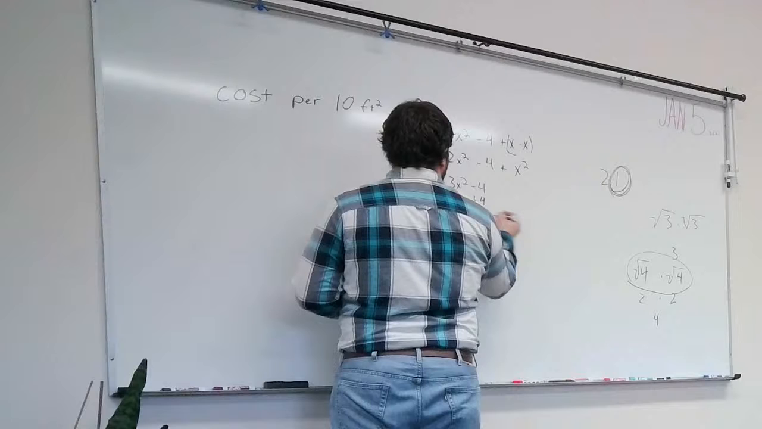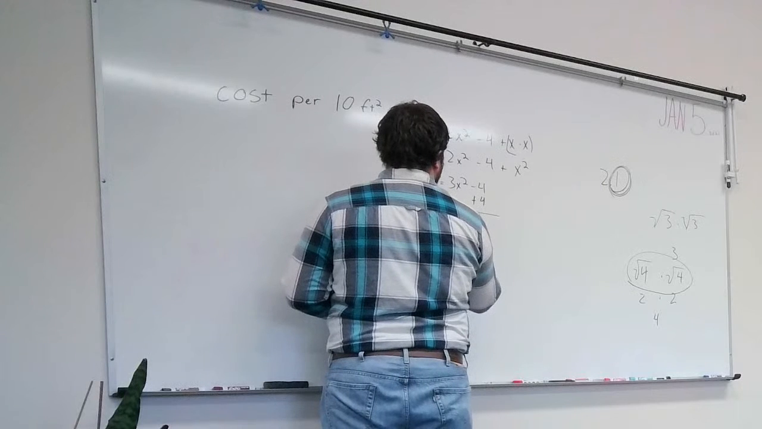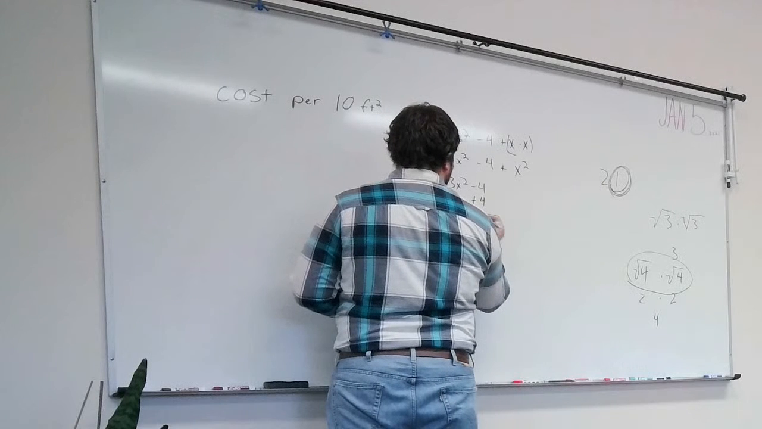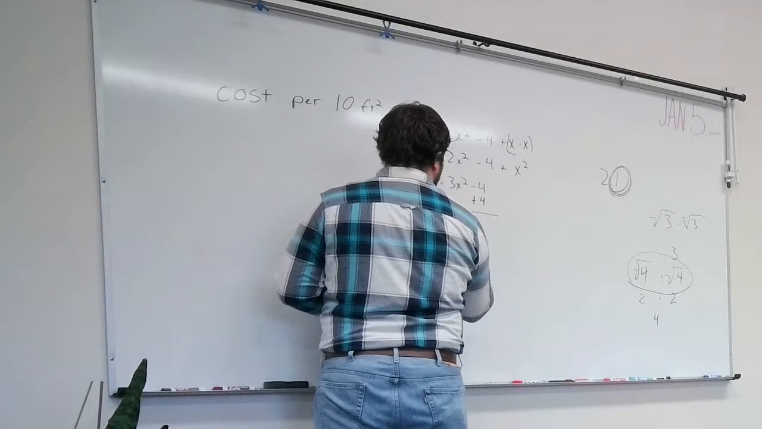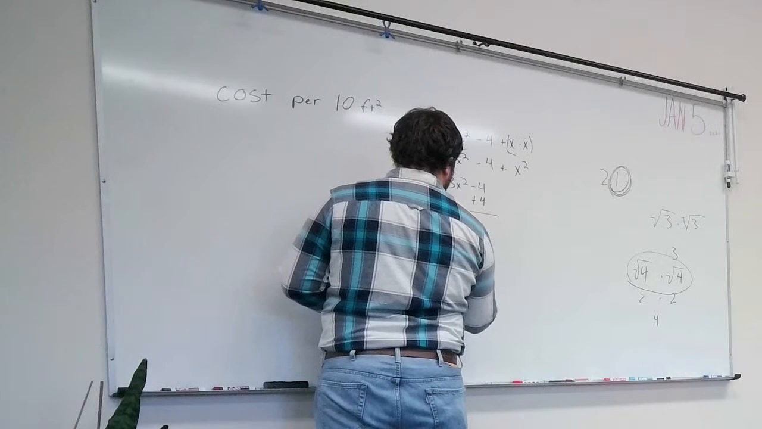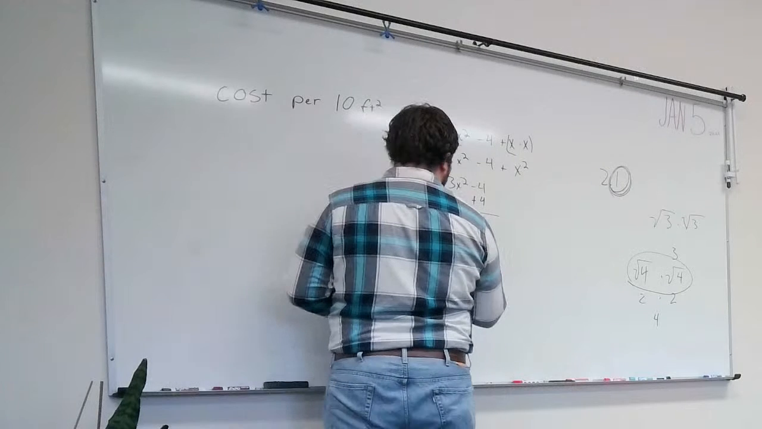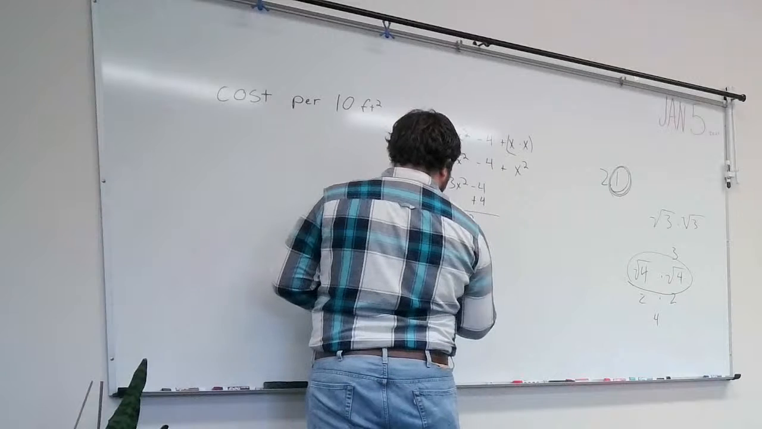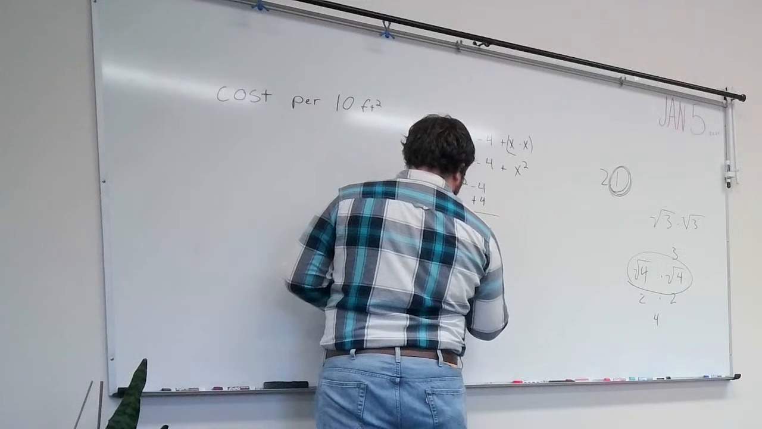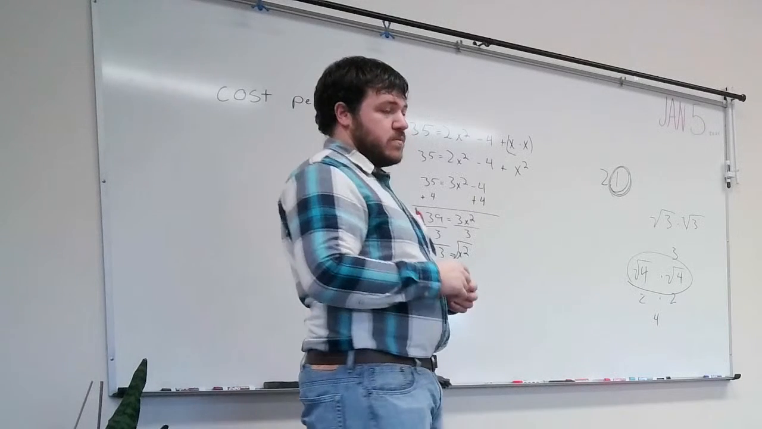And then 39 divided by 3, 13 equals x squared. So the square root of 13 equals x. Good job.